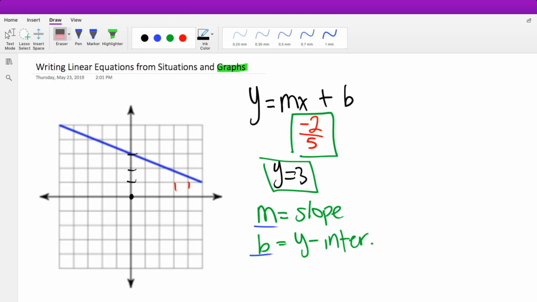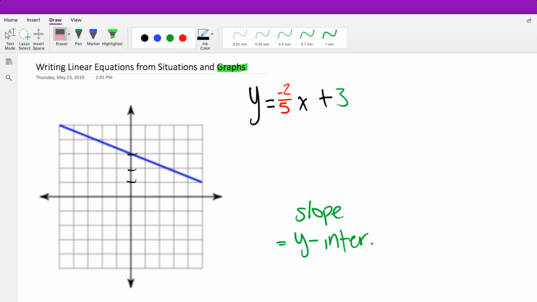I'm going to delete this m and just going to put -2 over 5. And then I'm going to delete the b and I'm going to replace that with 3. And that is all we have to do in order to find our slope and our y-intercept from a graph. Pretty simple.